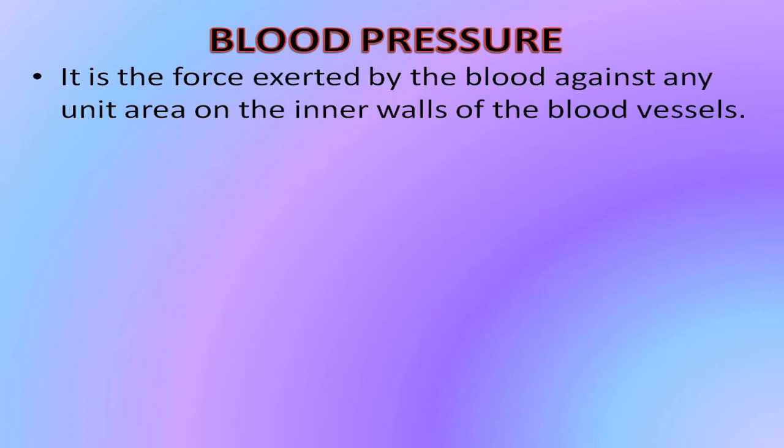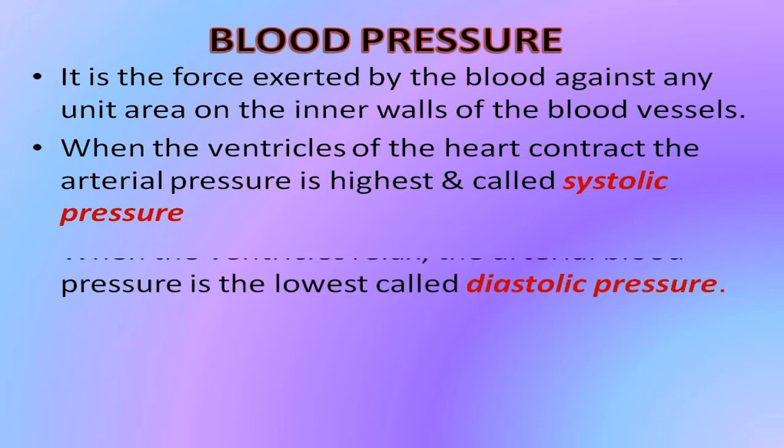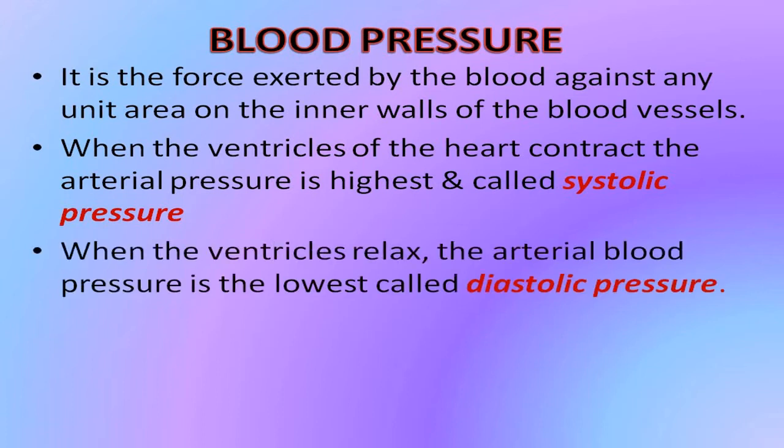If the blood pressure is 100 mm of mercury, the pressure is great enough to lift a column of mercury to 100 mm. And you already know that when the ventricles of the heart contract, the arterial pressure is highest and is called systolic pressure. And when the ventricles relax, the blood pressure is the lowest, called diastolic pressure.